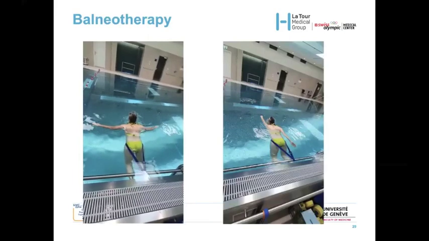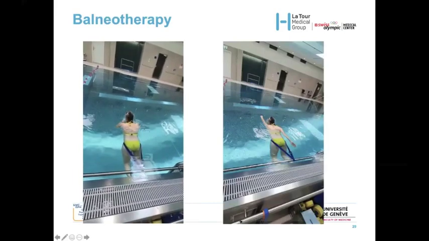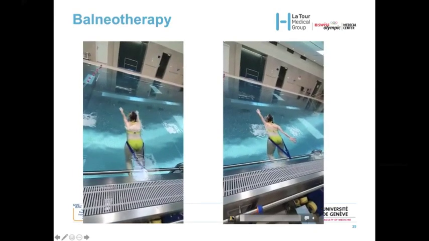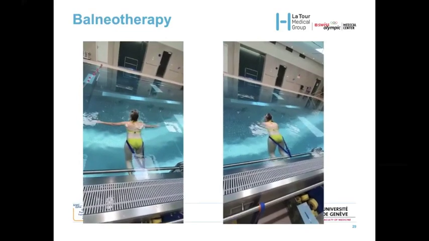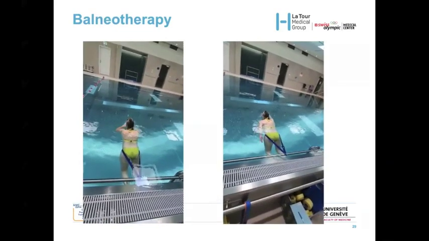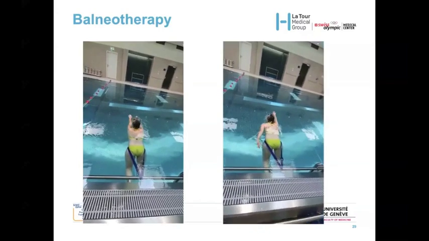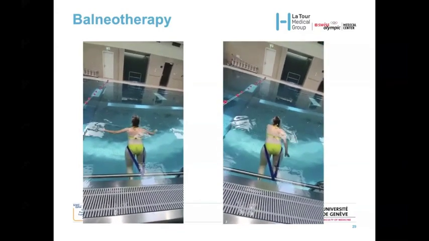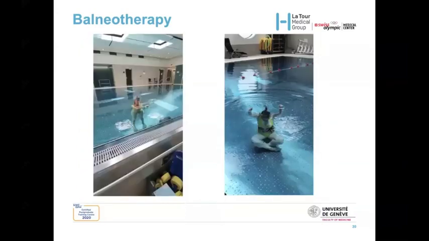And then balneotherapy, they do it in very hot water, 34 degrees. This is in my rehabilitation center. It's very gentle. The hot water is doing everything. So this is one way to stretch.